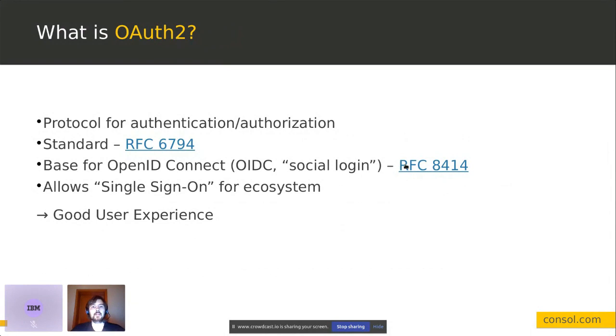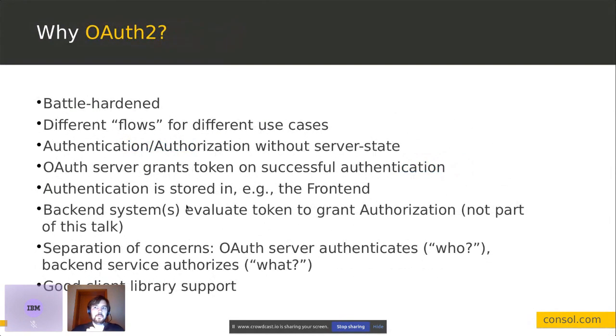And furthermore, we can achieve a single sign-on ecosystem. So your clients only sign on once and can use all the systems in your microservice architecture, for example. Through this, we can achieve a great user experience. So why should we use OAuth 2 as protocol? OAuth 2 is a battle-hardened protocol. It's around for, I think, at least 10 years. We have different flows for different needs. For example, the user can grant specific accesses to specific clients. We will see that in a minute. We have the authentication and authorization without the server state, which is our end goal for using OAuth 2 and OIDC, at least for the talk today.